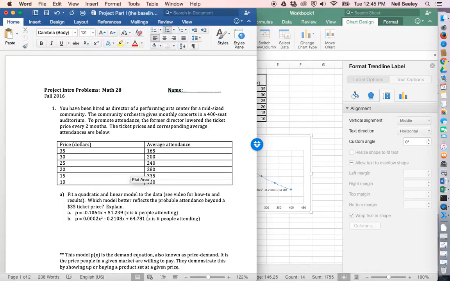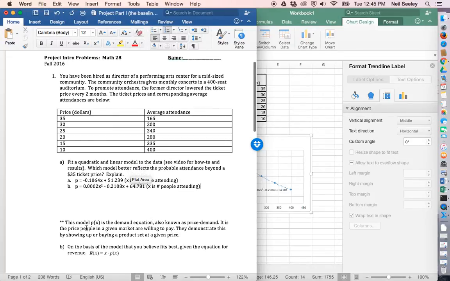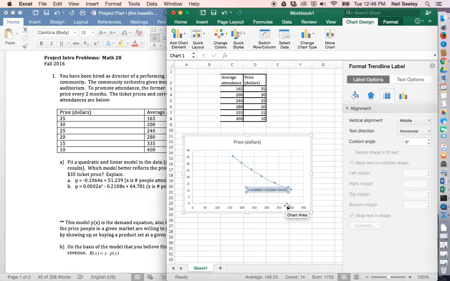We just found two models for predicting attendance based on price. So now this model P of X is the demand equation. I'm just reading what's on your sheet, known as price demand. So it's basically an equation that tells you what people are willing to pay. And if you've had econ or are taking econ, you remember demand curves look like this. They're always descending as you read left to right. So the more units that are produced, the price is lower, and vice versa. Fewer units, more rare, the price is higher.